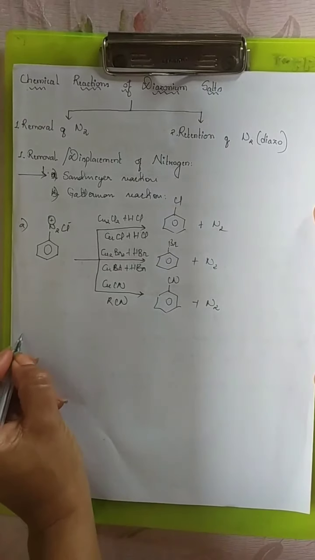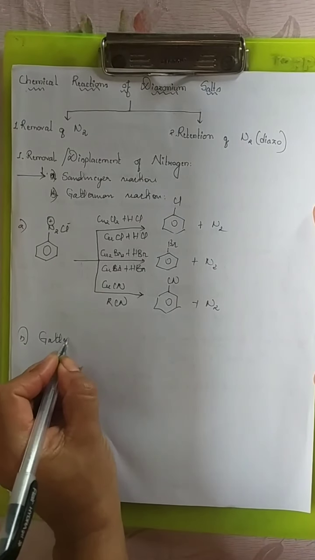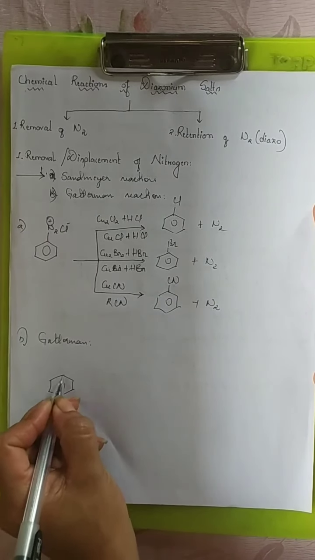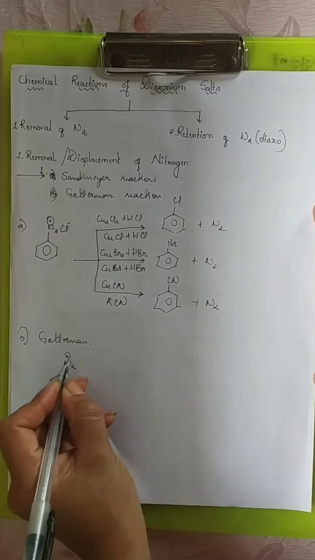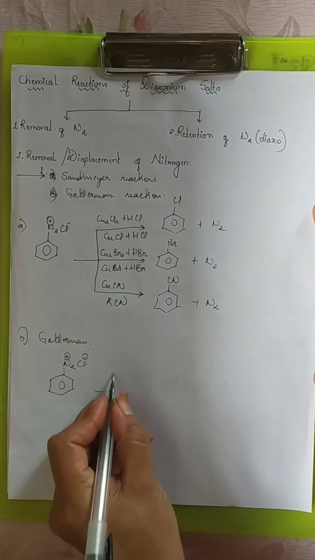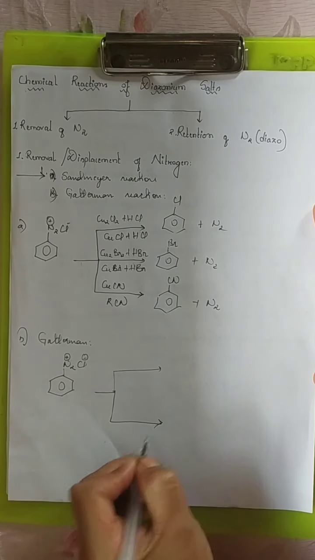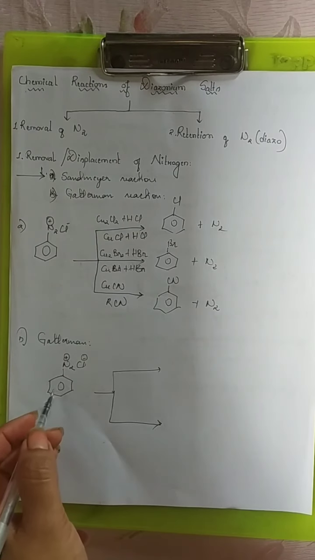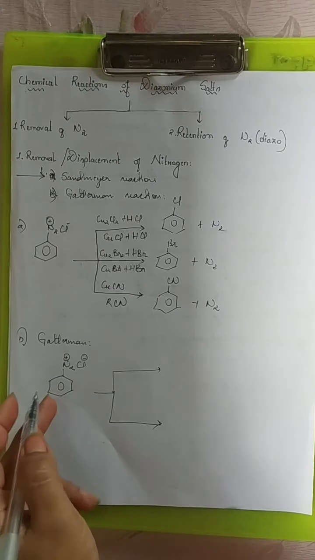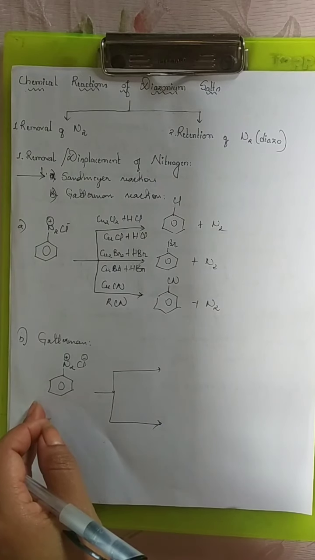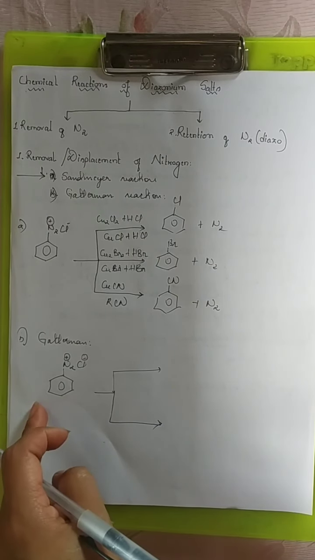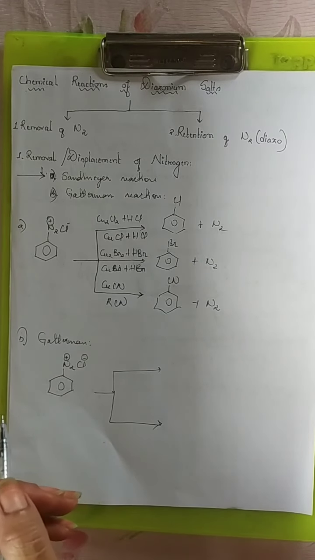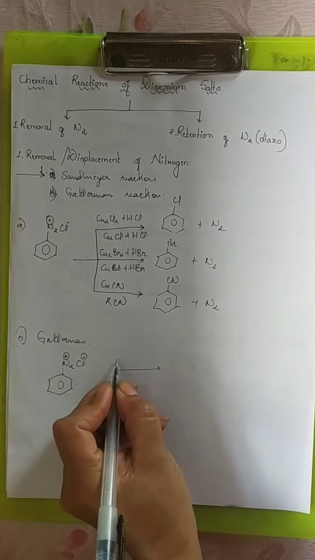Now if we check Gattermann's reaction, this is our diazonium salt. In Gattermann's reaction, chlorine or bromine can be introduced into the benzene ring by treating this diazonium chloride salt solution with the corresponding halogen acid in the presence of copper powder. Therefore, in Gattermann's reaction, copper powder is used with the halogen acid.